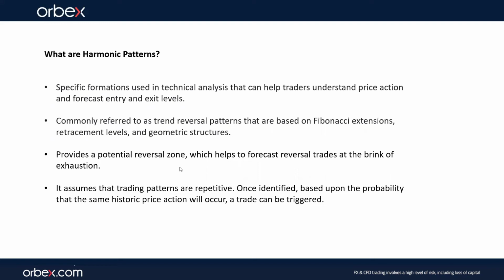It provides a potential reversal zone, which helps to forecast reversal of trades at the brink of exhaustion. So this is very important as well. Once a harmonic pattern has developed, has ended, then we're in for a potential reversal, which could see a number of pips being added in the market. And obviously when these buy or sell positions are entered, then we can see what the opportunities are. And finally, it assumes that the trading patterns are repetitive. Once identified, based upon the probability that the same historic price pattern will occur, a trade can be triggered. So this is what we're going to look into today.